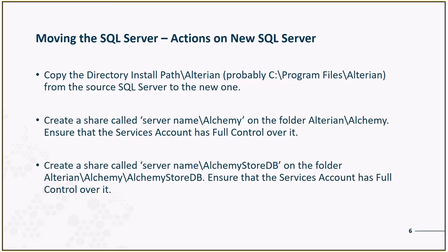Also, copy the installation directory, which you'll probably find at C Program Files Ulterior. Copy that from the source SQL Server to the new one. Now within that Ulterior folder, there are two subfolders. The first called Alchemy, and you need to create a share on that called server name Alchemy, and you need to make sure that the services account, i.e. the one that all Campaign Manager services are running under, has full control over it. Within the Alchemy folder itself, there's another subfolder called Alchemy Store DB, and you need to create a share on that called server name Alchemy Store DB, and again the services account must have full control on it.